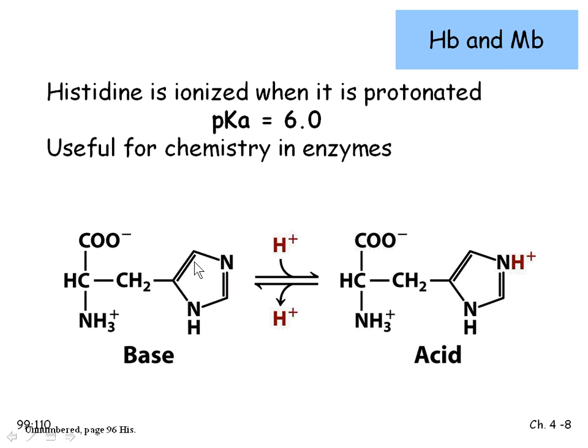And so what that would look like, here's the base form. It can receive a proton and become protonated. Here it's positively charged. We could consider this as the acid form. It can donate that proton back off and go back to the neutral base form. Since the pKa is 6, that means it would be half in this form and half in that form at a pH of 6. So at pH 7, which of these two forms is more common?